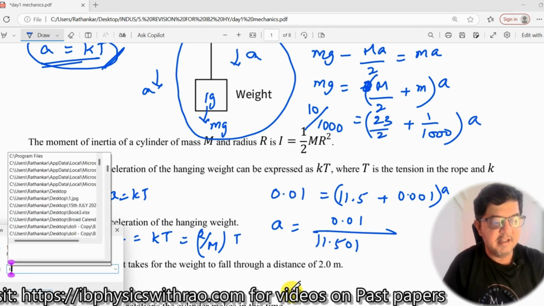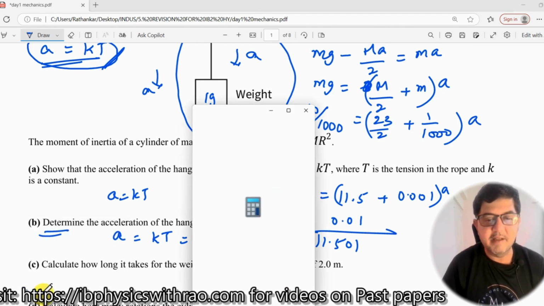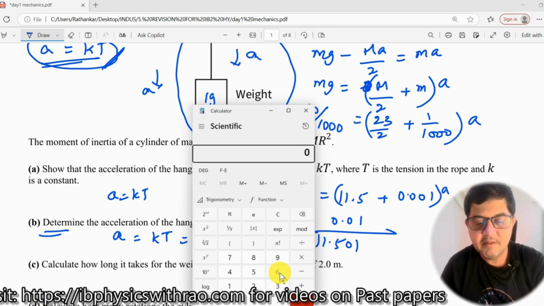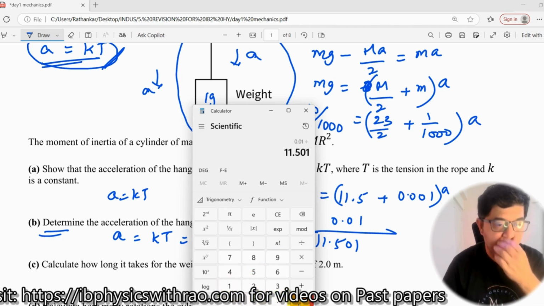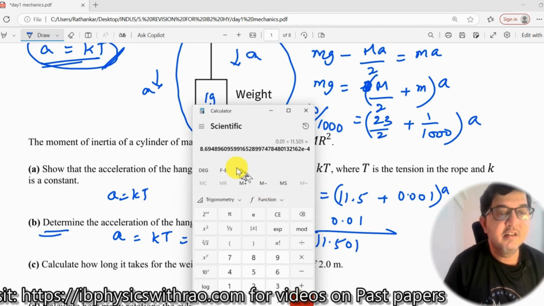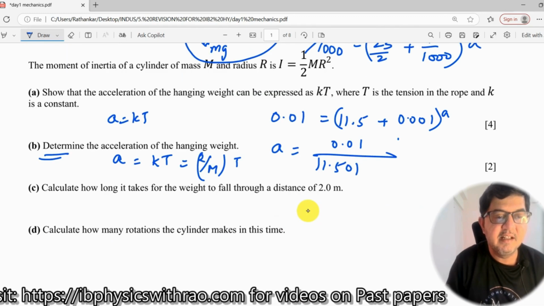Let us use our calculator to see the exact value. I have my calculator here. I get 0.01 divided by 11.501. When I do this, I get 8.69 something into 10 power minus 4. So I will write this as a is equal to 8.69 into 10 power minus 4.